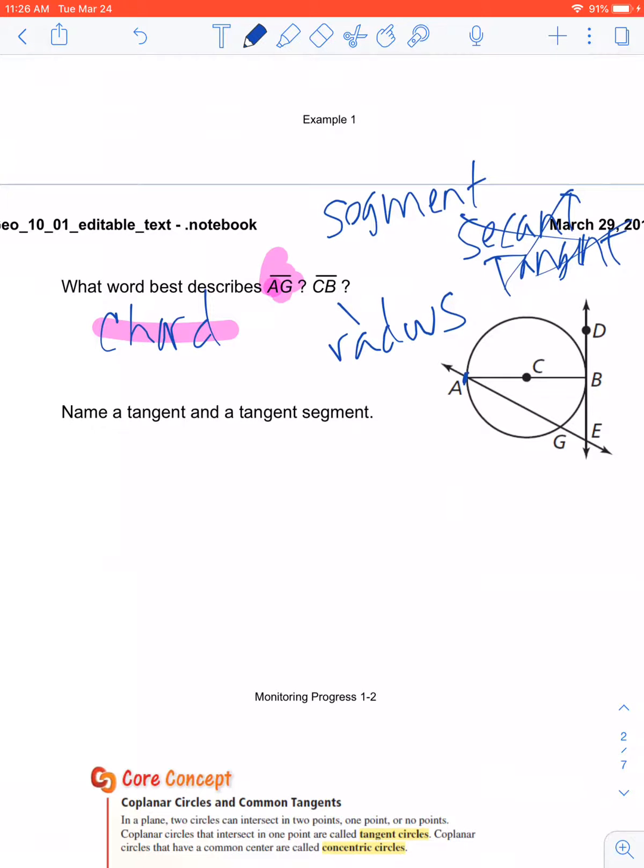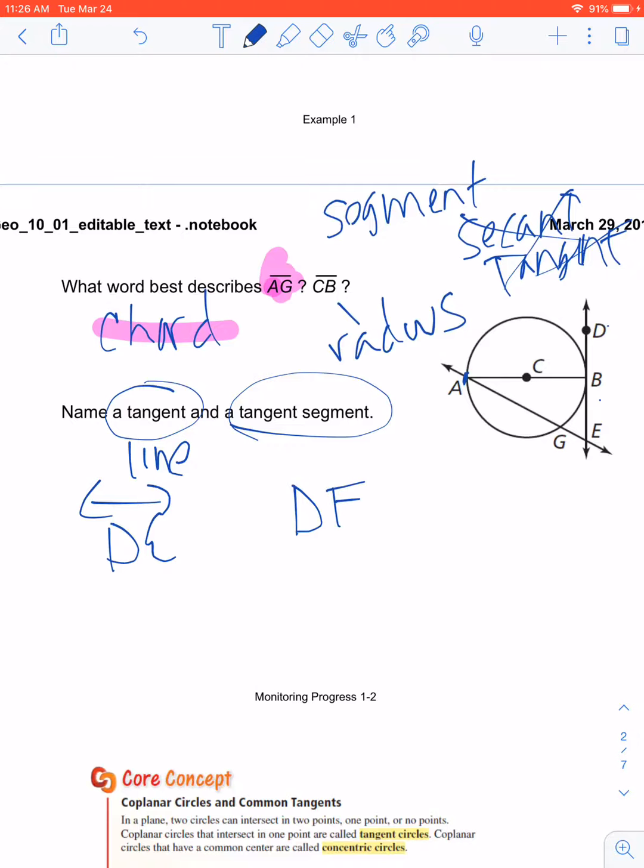Name a tangent and a tangent segment. So when it says a tangent, I'm going to stick by the original and call it a line. You can give me any two-letter combination of D, B, and E. And for a tangent segment, you could give me any two-letter combination of D, B, and E as well, as long as you're hitting it one time.